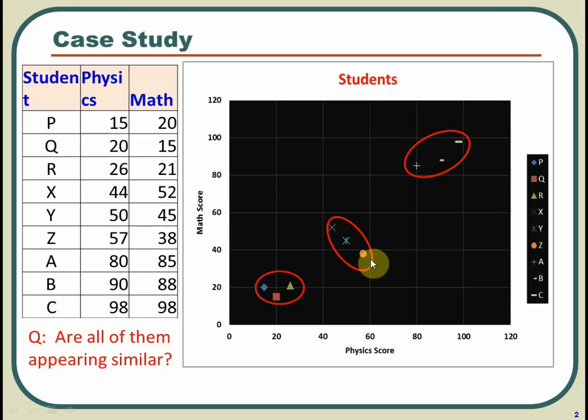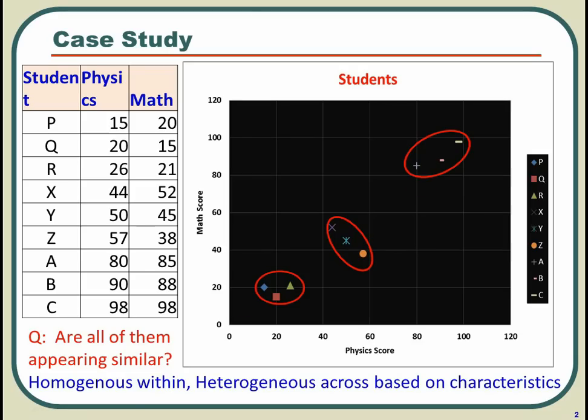These are X, Y, Z. A, B, C are similar to each other. But if you take any object from this group, A, B or C, and you take any object of this group or this group, they are very dissimilar. So this introduces you to the concept that these are groups which are homogeneous within and heterogeneous across. And how did you think that they are similar? By just a look, you plotted them based on these input parameters, physics and math, and by look itself they look similar.